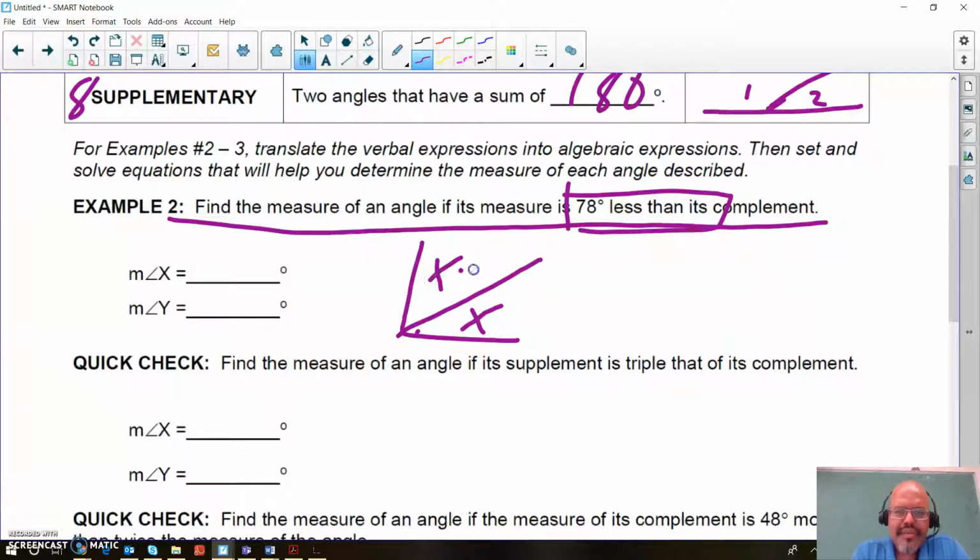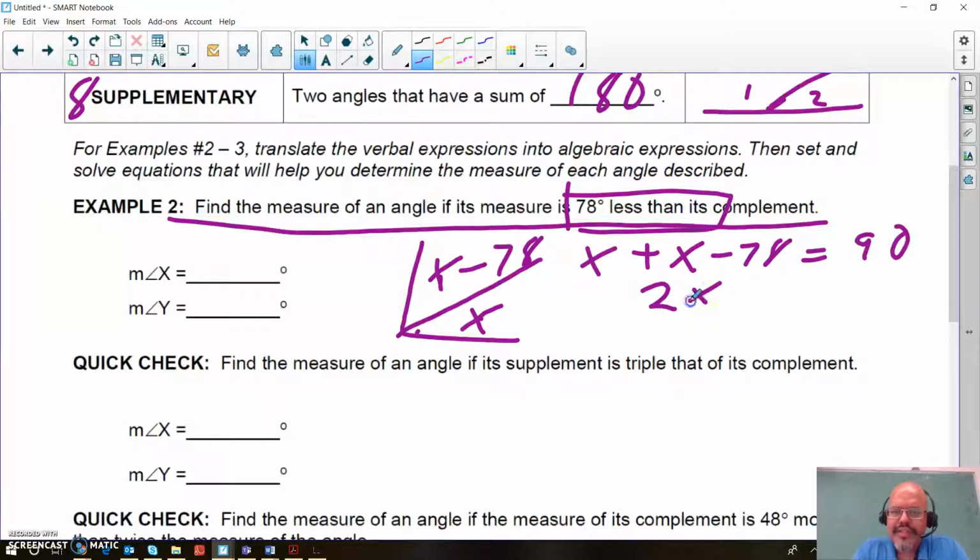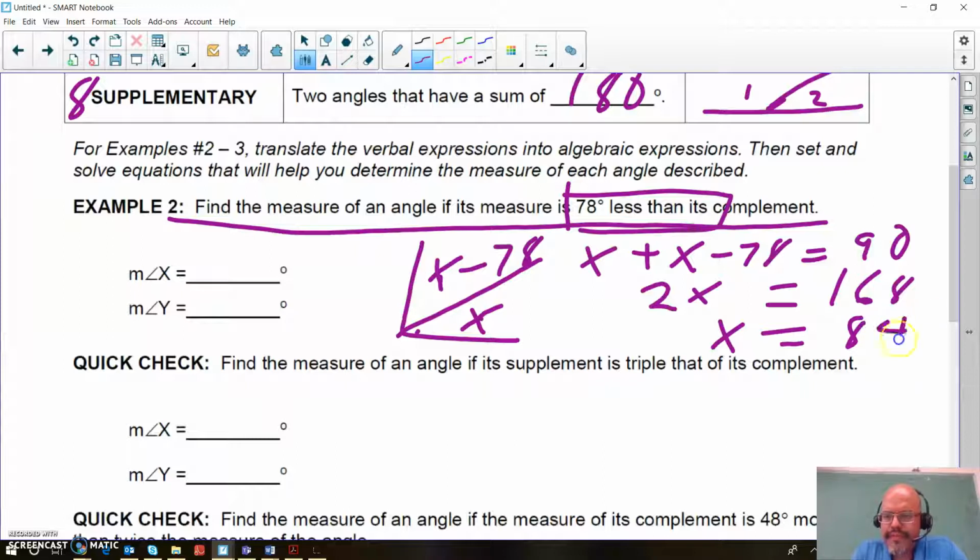So we have x minus 78. So we just take x minus 78. That's what it means by complement. Then we just set this up. X plus x minus 78 equal to 90. So this is 2x, and we're going to subtract 78 also right here. So let me see, that's going to be 168. Then you divide both sides by 2. So x is equal to, let me see, that's 84.